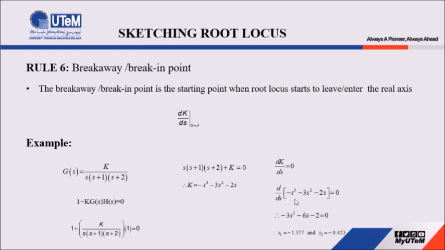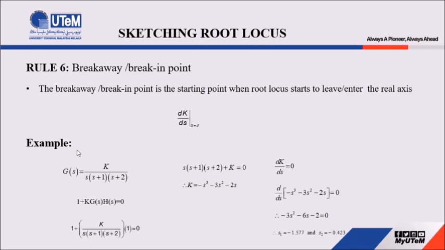From here, we factorize this equation, so we get s1 equal to negative 1.577 and s2 equal to negative 0.423. One of these s represents the breakaway or break-in point, depending on the location of poles and zeros.